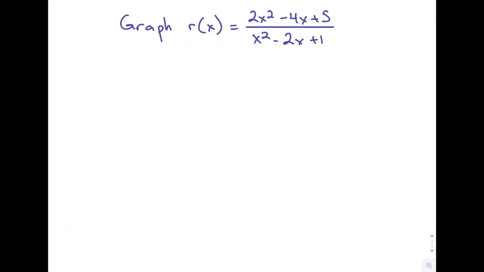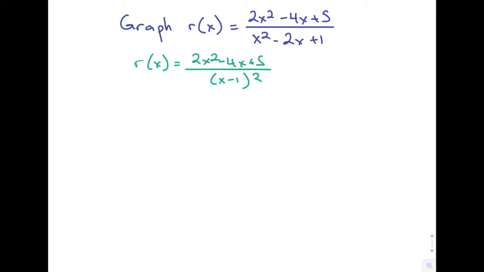So now let's graph a rational function. We have r of x equals 2x squared minus 4x plus 5 over x squared minus 2x plus 1. First thing to identify is any vertical asymptotes, and we can do this by factoring our rational function. The numerator, 2x squared minus 4x plus 5, doesn't actually factor, but x squared minus 2x plus 1 does, and that's just x minus 1 squared.